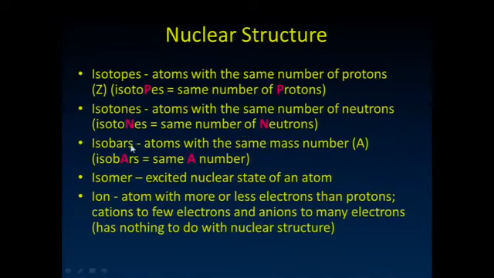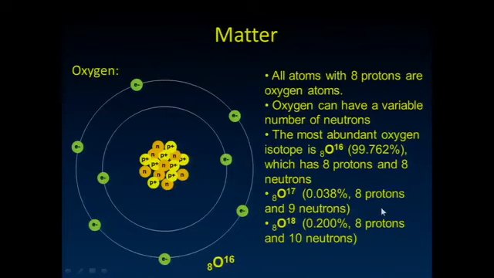There's also a concept called isobars. These are atoms that have the same atomic mass number. So if you add up the number of protons plus the number of neutrons, those are the same. The term isomer, which is the excited nuclear state of an atom, we're going to talk about when we talk about isomeric transition and the gamma ray that's given off from that. And I want to distinguish all those names from the ion, right, which is the atom that has more or fewer electrons than protons, and therefore has either a net positive charge or a net negative charge.